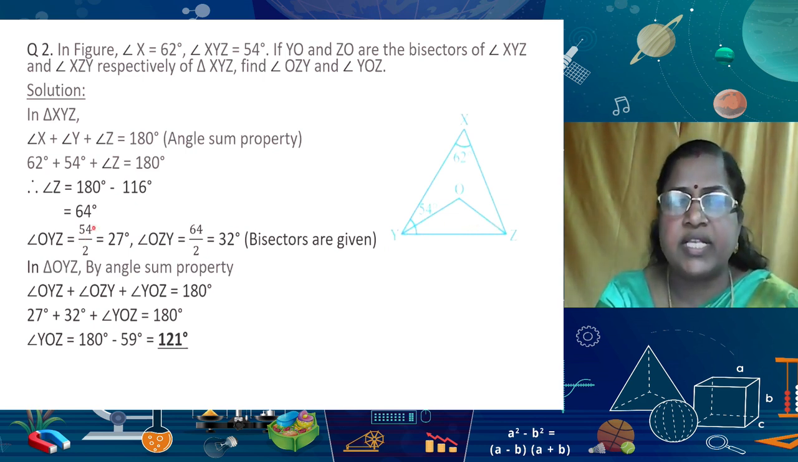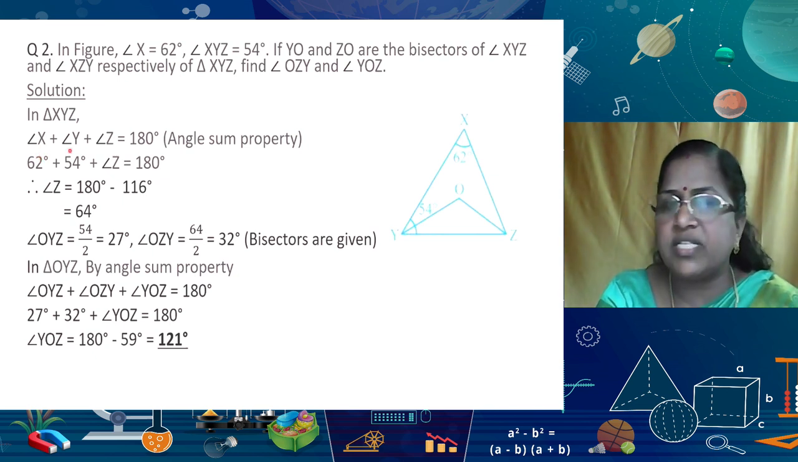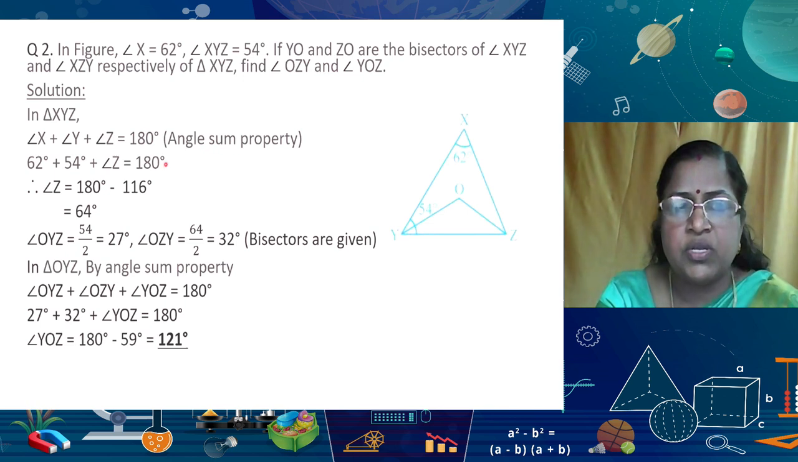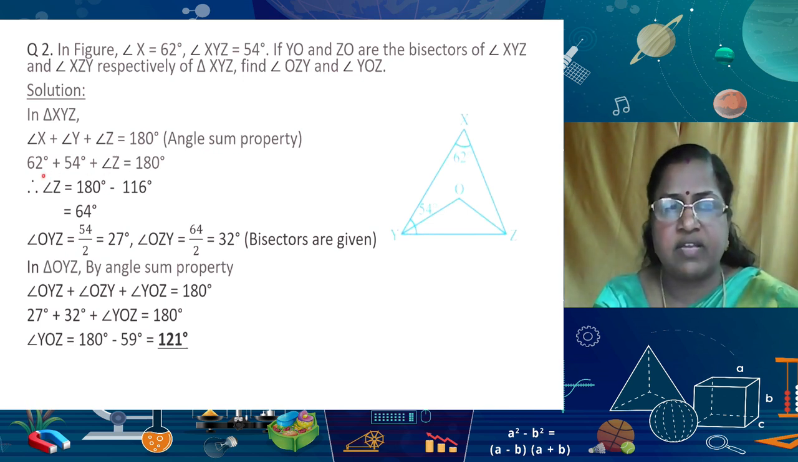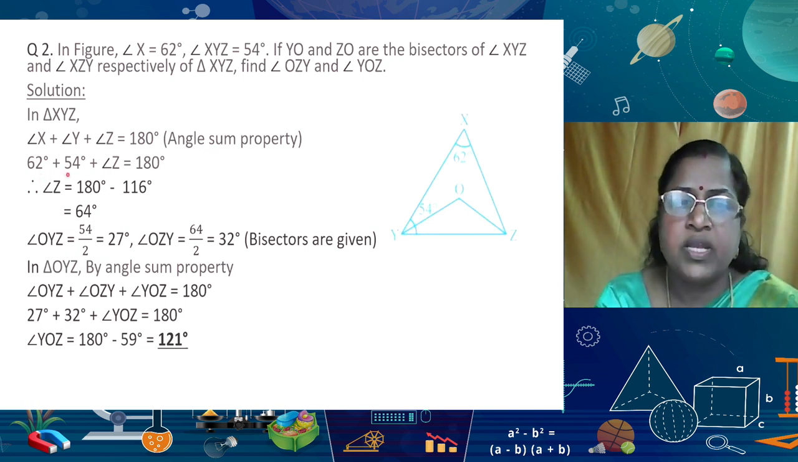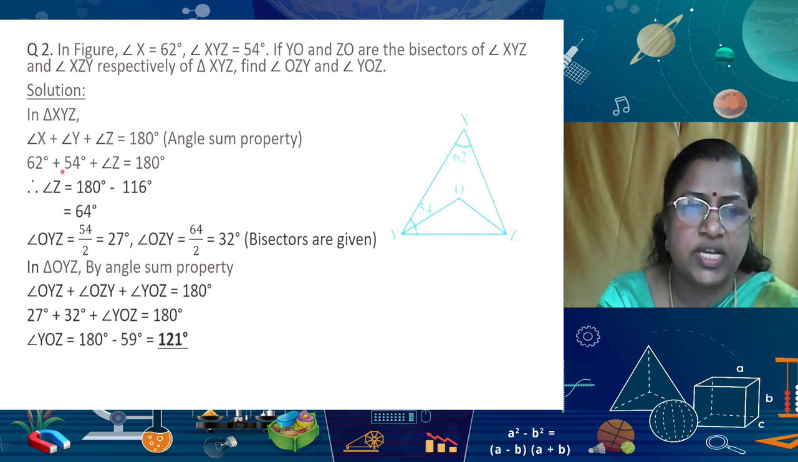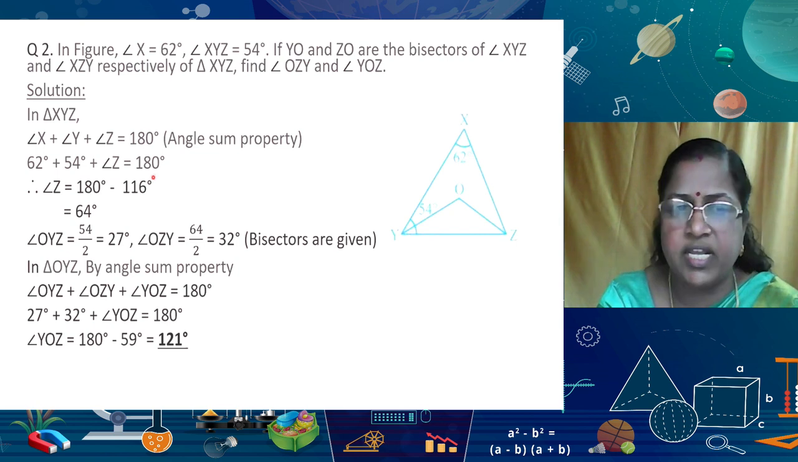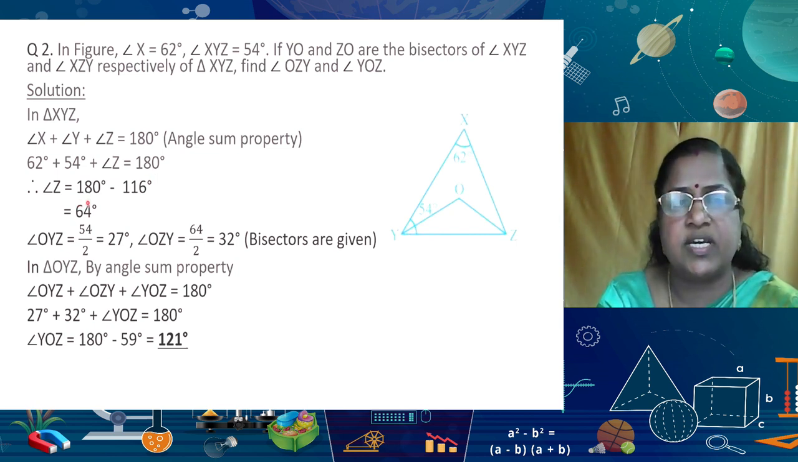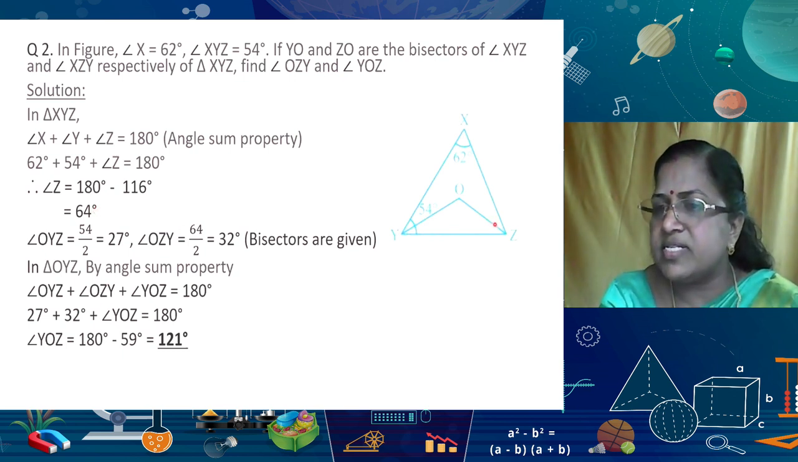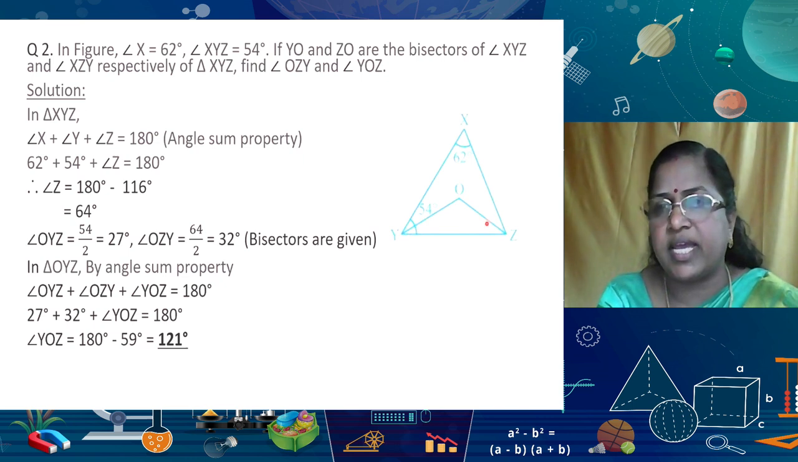In triangle XYZ, angle X plus Y plus Z is equal to 180 by angle sum property. The measures of X and Y are given as 62 and 54 degrees. So 62 degrees plus 54 degrees plus angle Z is equal to 180. So angle Z is equal to 180 minus 116, that is 64 degrees, by angle sum property.